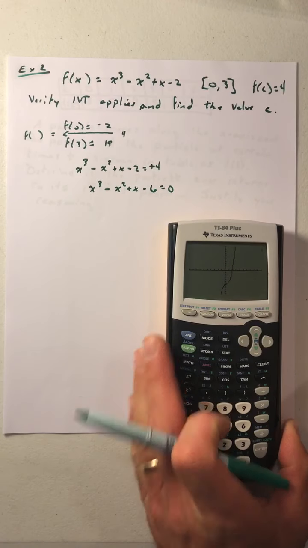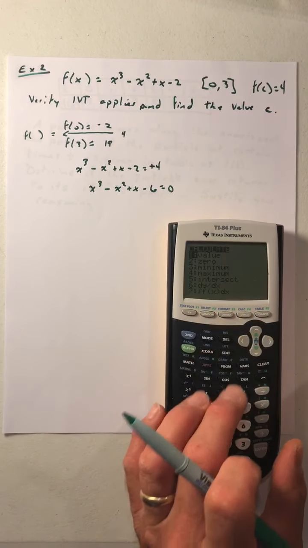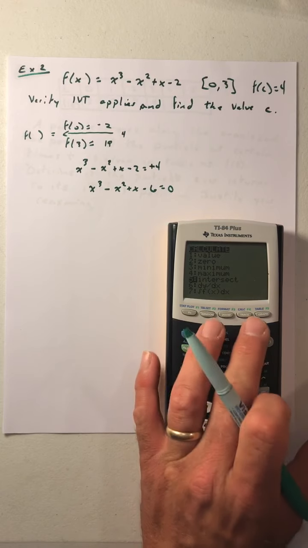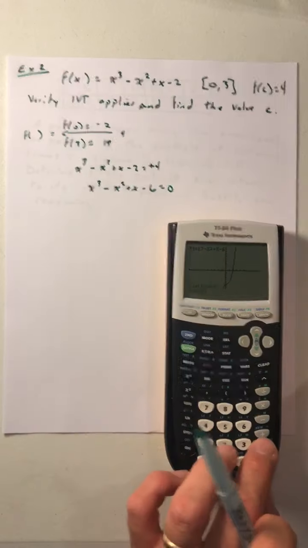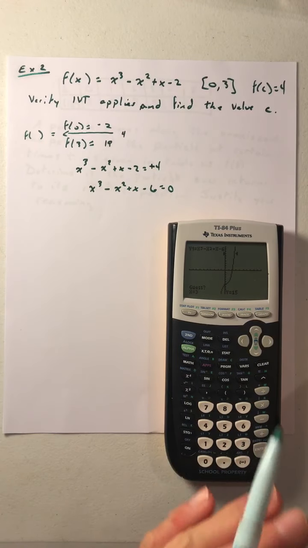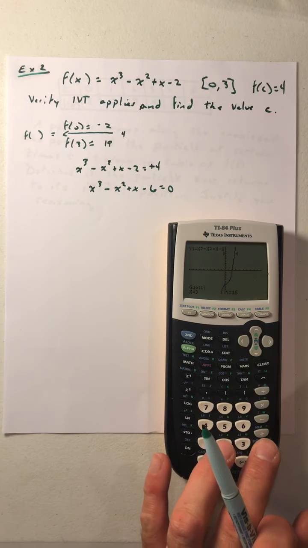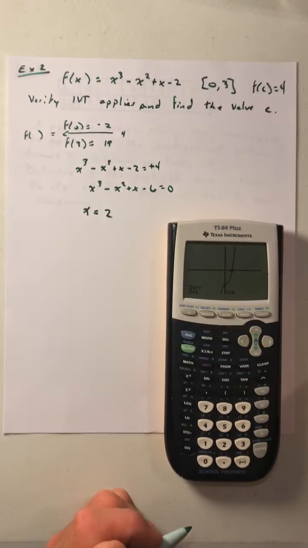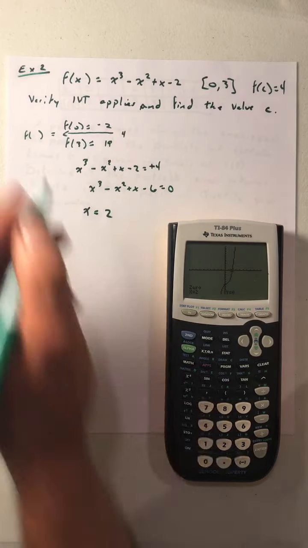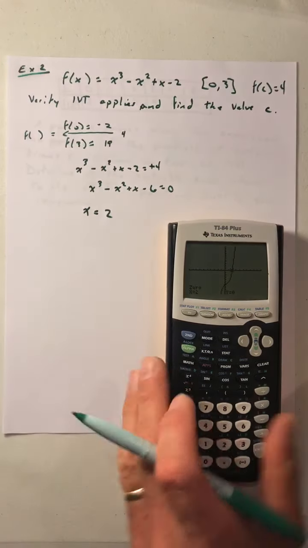So I've already got my calculator in there. I'm going to do the second calc. I'm going to find my 0. I know my lower bound has got to be 0. Upper bound's got to be 3. So that's going to give us an x value of 2. So we know that f of 2 is going to equal 4.